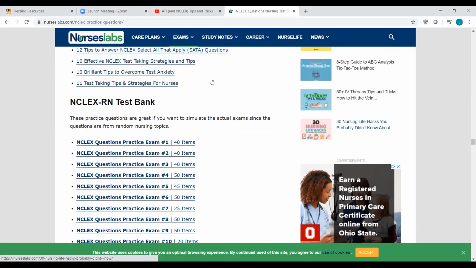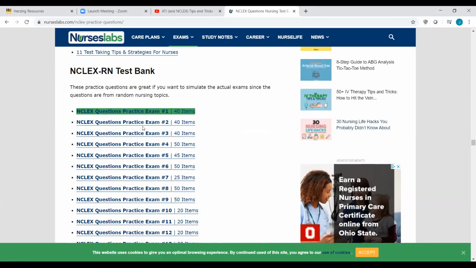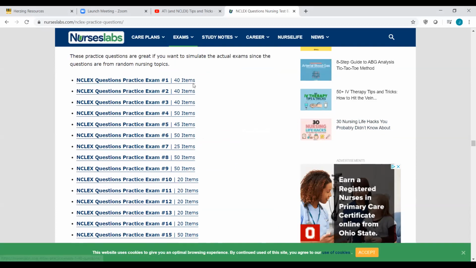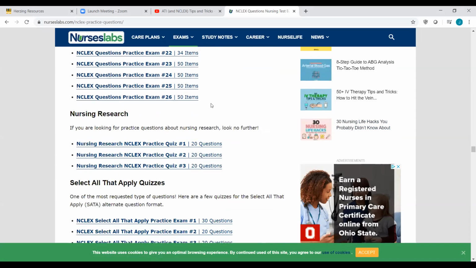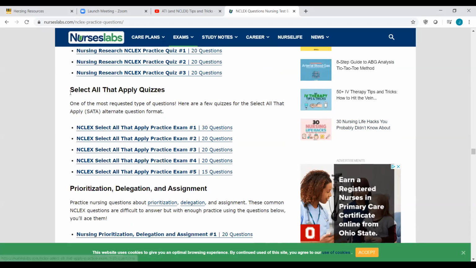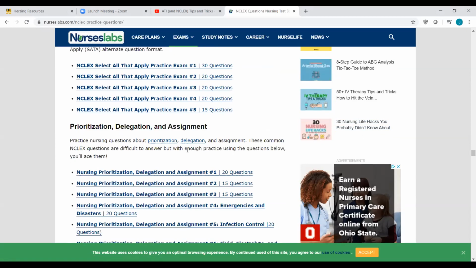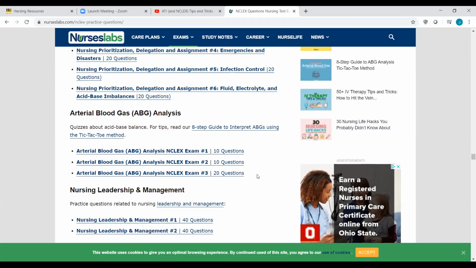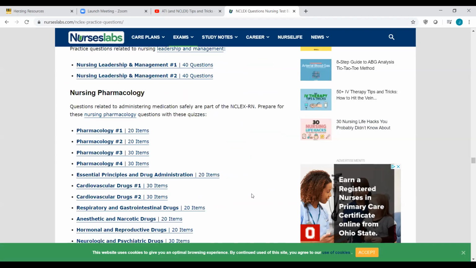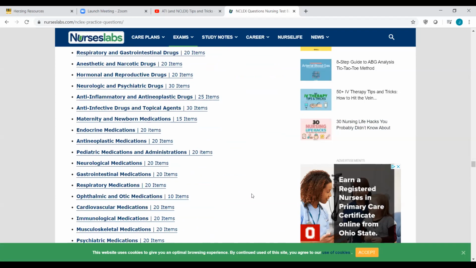So look at this. They have RN test bank for NCLEX right here, where here's 40 questions. Some of them have 50, some of them have less. And those are just of all subjects, right? Then if you keep going down, they break it down even further. So now these particular ones are just about nursing research. Here's some practice with select all that apply questions. Here's some practice with prioritizing, delegation, and assignment questions. They have ABG practice, nursing leadership, pharmacology. They break everything down, right?